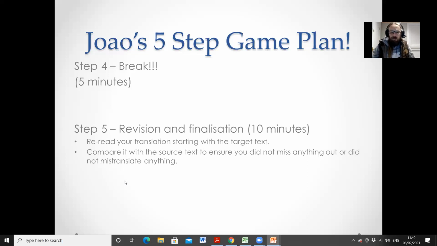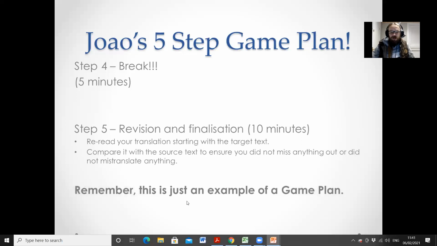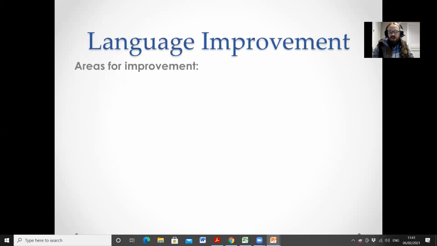It's easy to miss out a sentence or a whole paragraph sometimes in the exam. Just with nerves, it's easy to skip over a sentence. It happens a lot, actually. So compare it with the source to make sure you didn't miss anything out. And remember that this is just an example of a game plan, just a recommendation, and something you might want to tweak according to your own style.